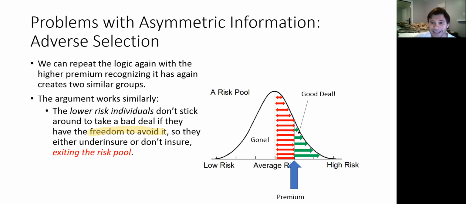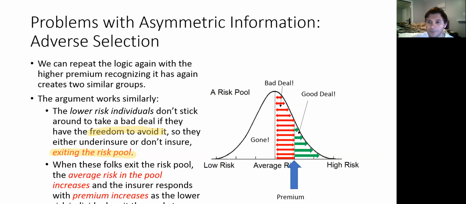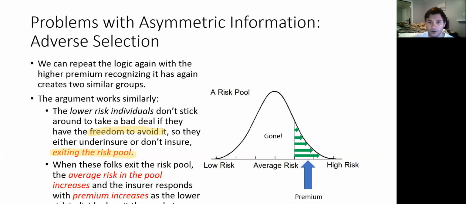Okay, so if that is the case, and they do wind up exiting the risk pool as happened in the last iteration, then what's going to happen here? Well, same thing. When these folks exit the risk pool, the average risk is going to increase even higher, and this is going to push the premium up even more. Okay, that premium goes up even more. And you will hear economists use the term that the market unravels in this situation. And that's what's happening here. You'll notice every time the low types leave, this pushes the premiums up.